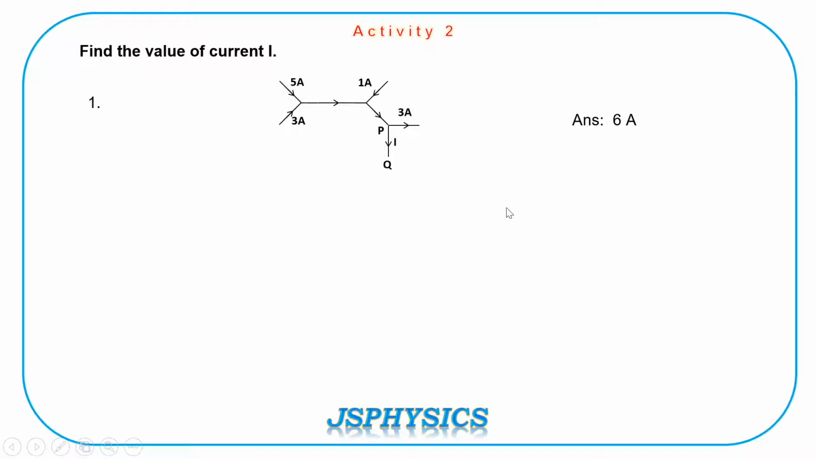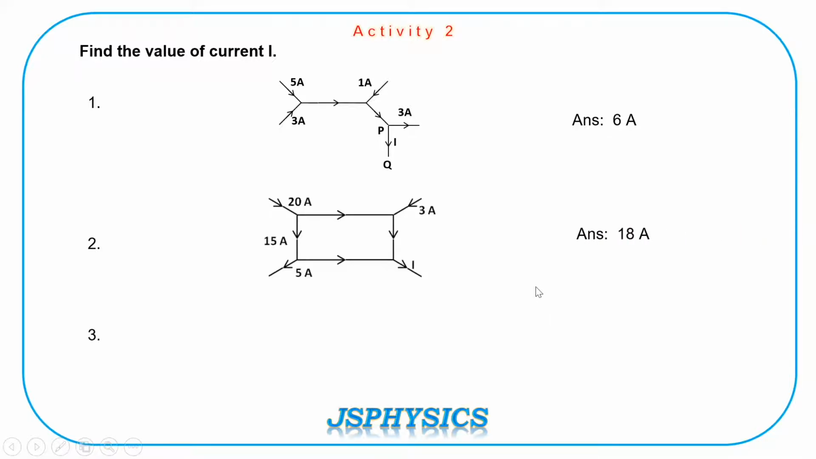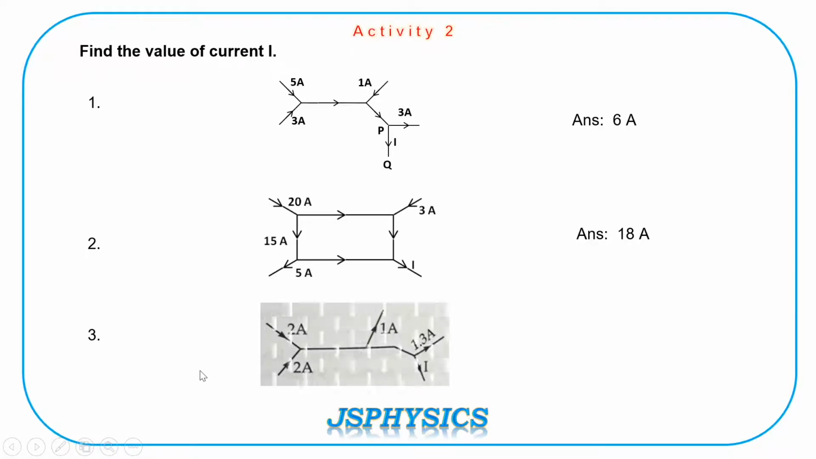Let us quickly do another one. Again, we have to find the value of current I in this particular conductor. Calculate it. You'll get the answer of 18 amperes. Third activity, same way you can proceed and you'll get the answer of 1.7 ampere. So these are the small circuits in which we can apply Kirchhoff's first law. So basically it is a law of conservation of charge.